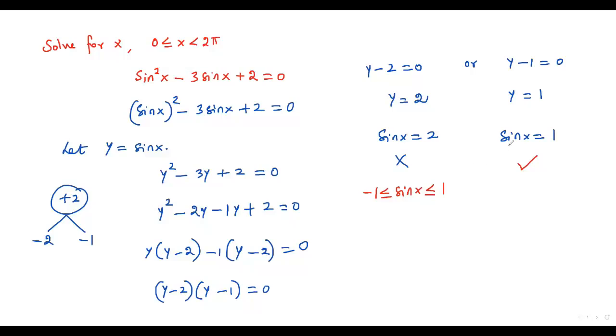We have to get the angle measure, because x stands for the angle measure for which the value of sin is equal to 1. So we can get the value of x from the trigonometric ratio table. Please go to the trigonometric ratio table and get the angle measure for which the value of sin is 1. That is pi over 2. So the solution for the given equation is x equals pi over 2, that is 90 degrees.